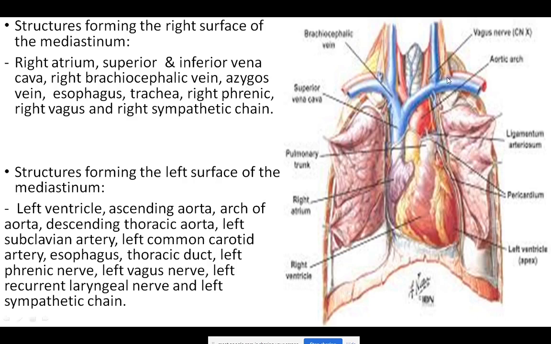Then the left phrenic nerve over here, this one, at the left border of the heart. Then the left recurrent laryngeal nerve over here, this one. Okay, it curves below the arch of the aorta. Along with the vagus nerves and the recurrent laryngeal nerve, there is a sympathetic chain.